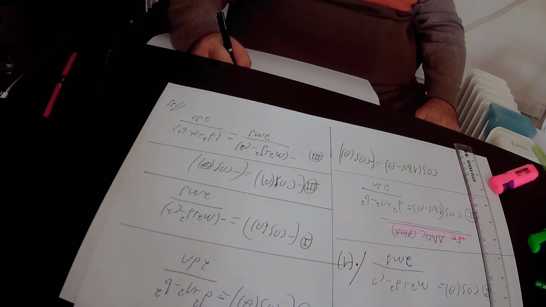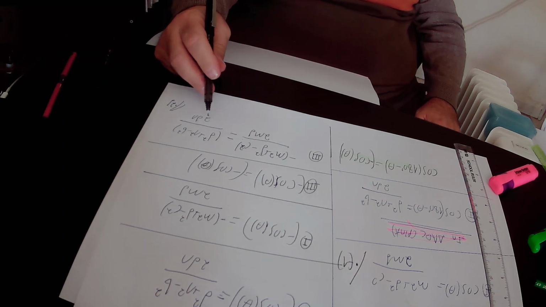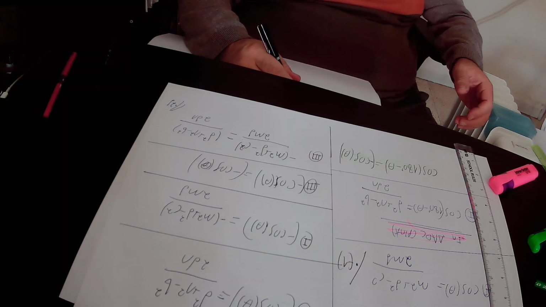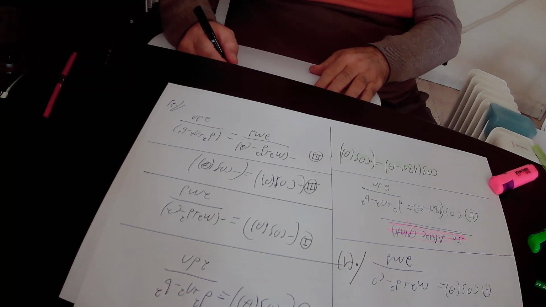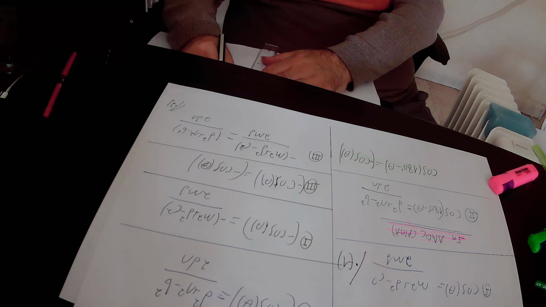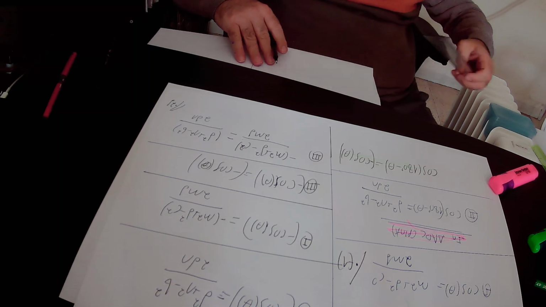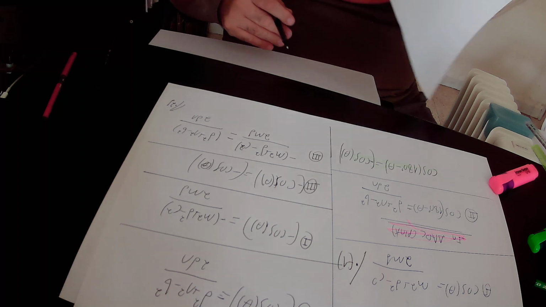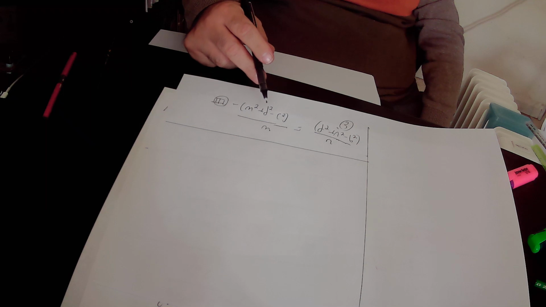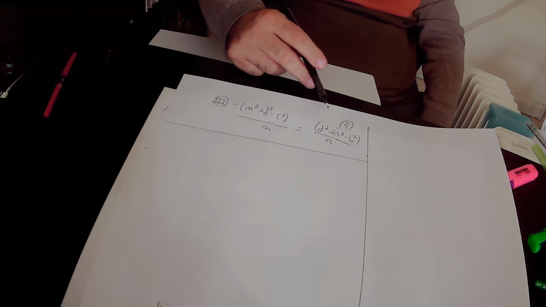Okay, in the numerator we have d squared plus n squared minus b squared. So in conclusion, we found out that according to equation number 3, minus m squared plus d squared minus c squared over m equals d squared plus n squared minus b squared over n.